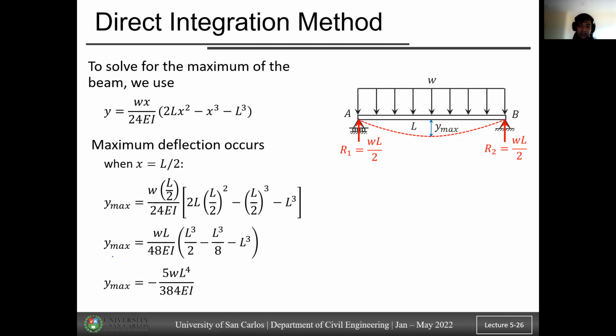Okay, so Y max is equal to this answer, and it's downward. Obviously, it's downward because your loads are going down, di ba? So meaning it is deflecting downwards. Again, we rarely see cases wherein our loads are upward. So probably it's upward if it's a counteracting support, di ba?